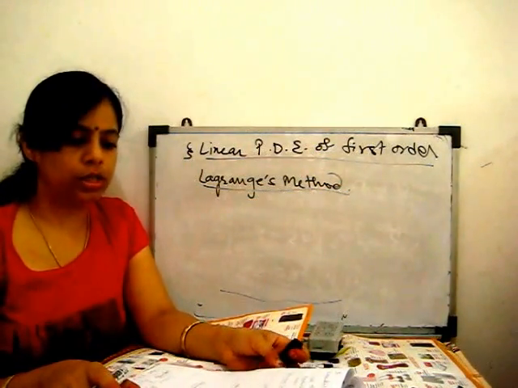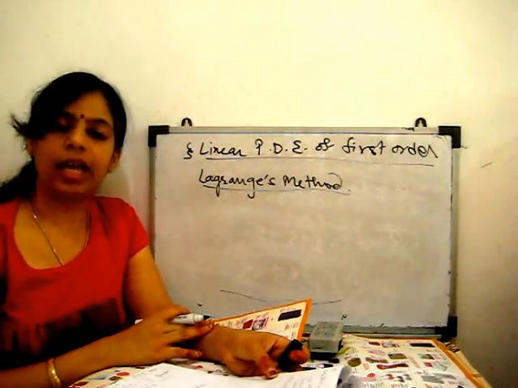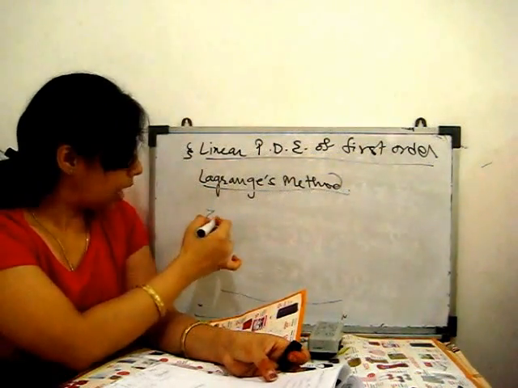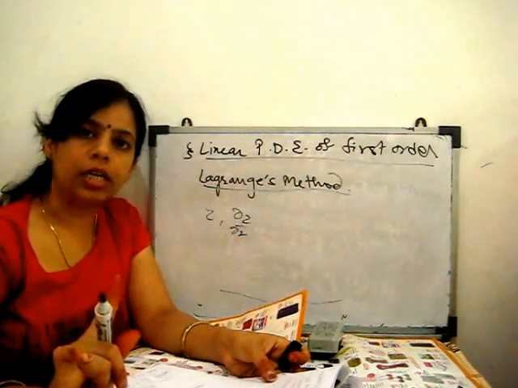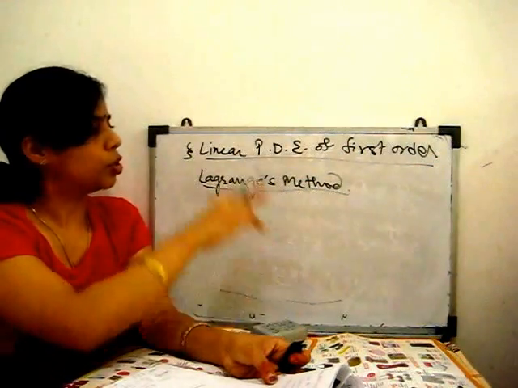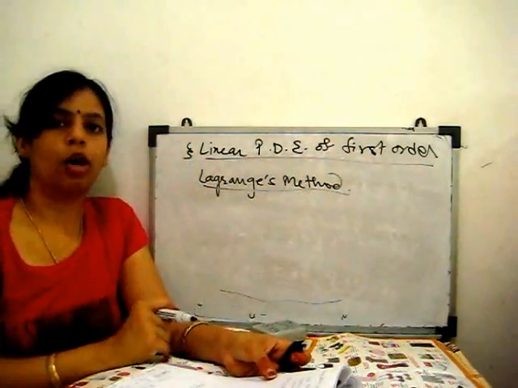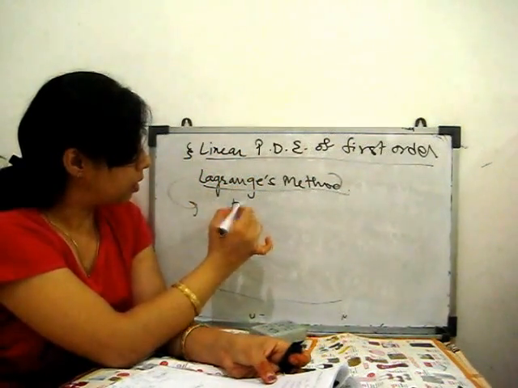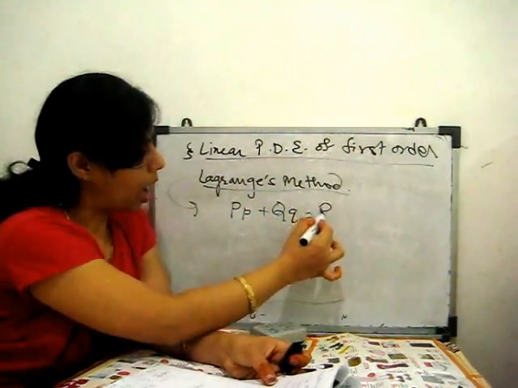So which equation is called linear? If dependent variable z and its derivative are of degree 1, means in equation z and its derivative del z by del x or anything, if it is in degree 1, then it is called linear. So linear partial differential equation of first order, we can solve this with the Lagrange's method. What is this method? For this equation is, we can say P plus Q equal to R.